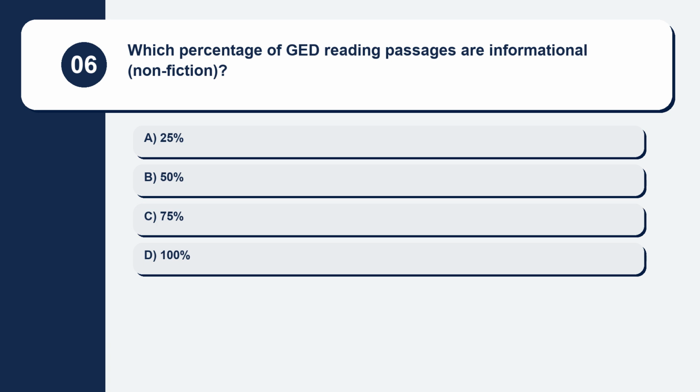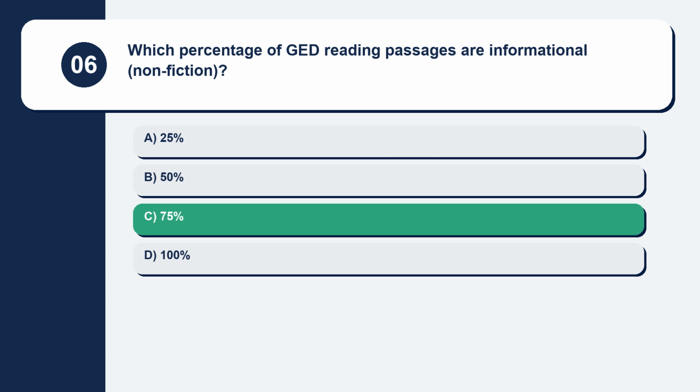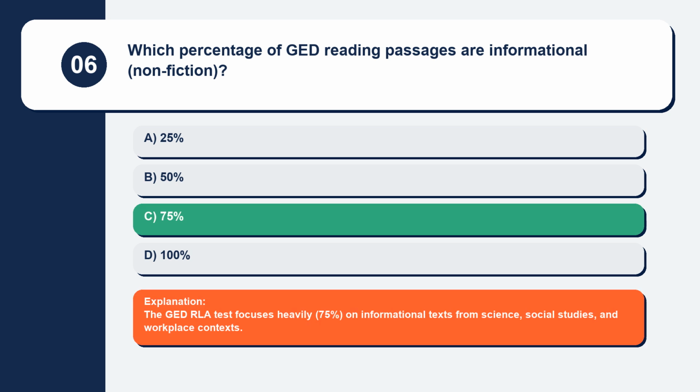Question 6. Which percentage of GED reading passages are informational, non-fiction? 25%. 50%. 75%. 100%. The GED RLA test focuses heavily, 75%, on informational texts from science, social studies, and workplace contexts.